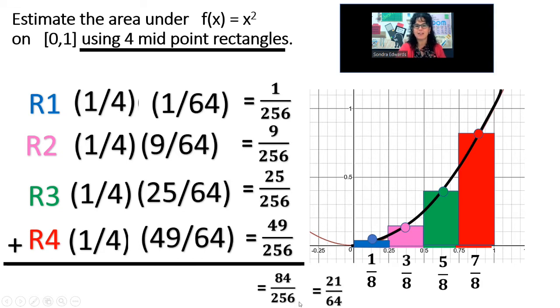I could simplify that by dividing the numerator and denominator by 4. And so the estimated area underneath the curve on the interval 0 to 1 is 21 over 64. If you would have decided to go with decimals, that would have been fine. You might have said that all of the widths are 0.25.